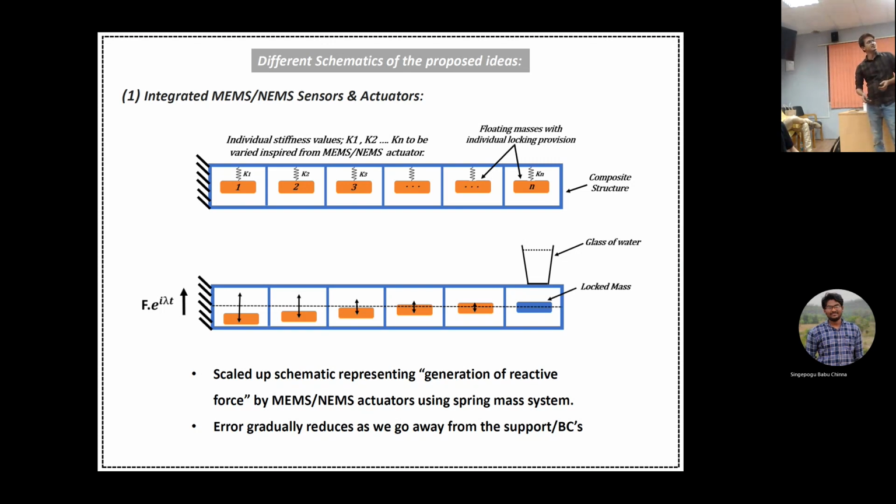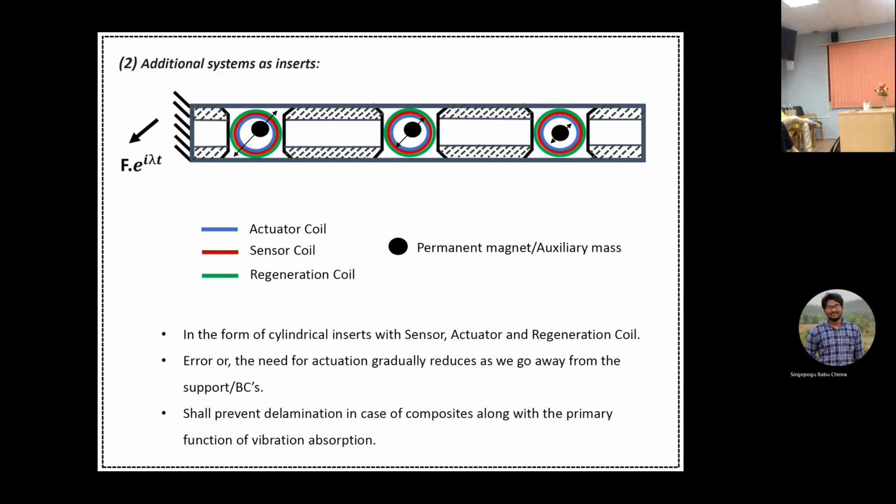The second way which I could think of is as an insert. I have tried to show it as an insert with spherical joints, but inside there is one permanent magnet that can oscillate in three translation directions. With three coils, one will be an actuator coil, another a sensor coil, and one a regeneration coil we can put there. Again, it will gradually reduce the error, and it can also prevent delamination in composites.